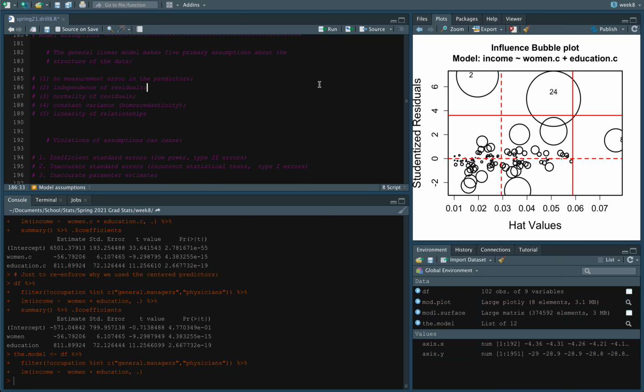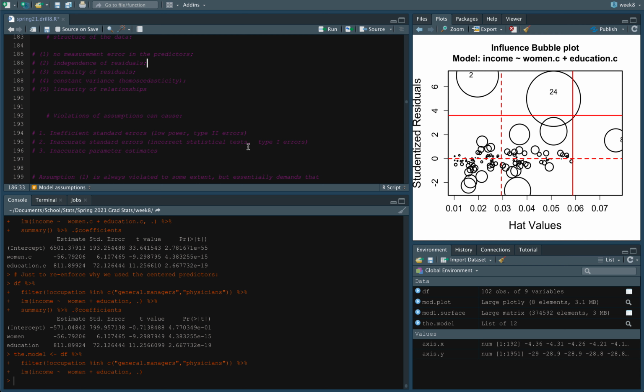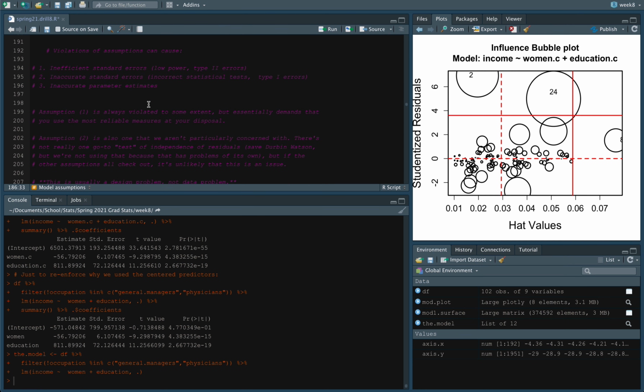Now, having violations in these assumptions is going to have, it says, inefficient standard errors, and that's here. If your standard errors are increased, it's going to decrease your t-value and make it harder to reject the null. It's also going to give you inaccurate parameter estimates.